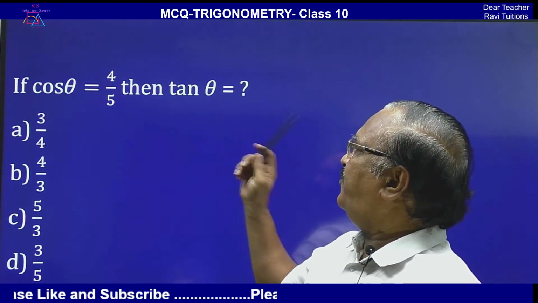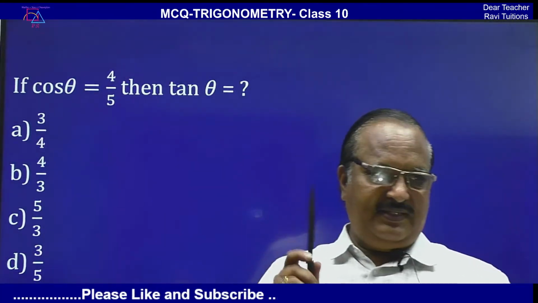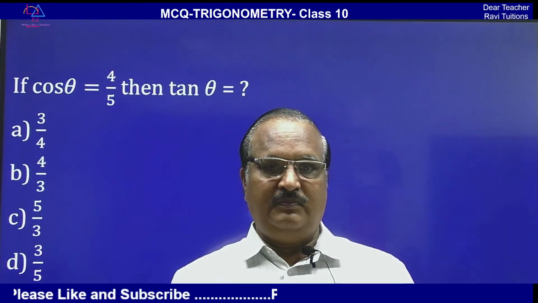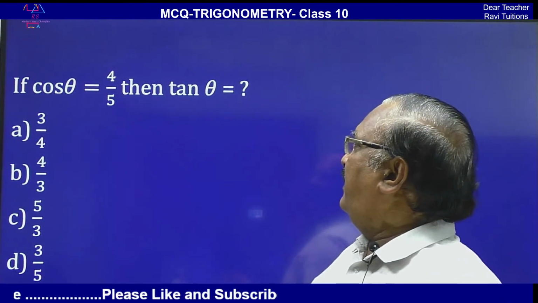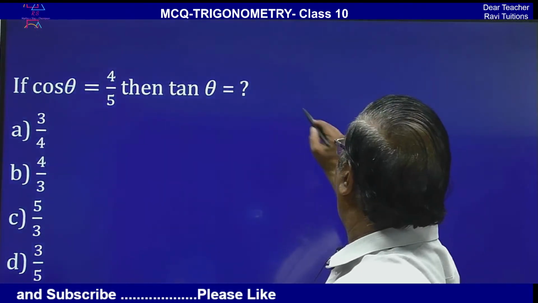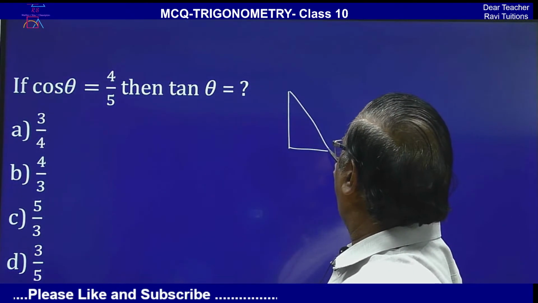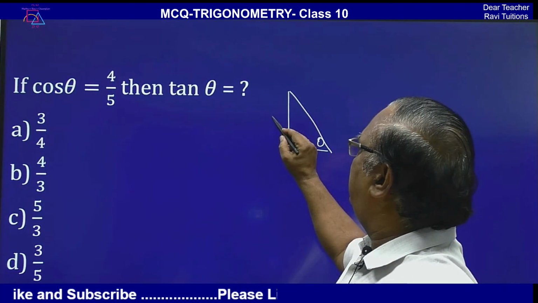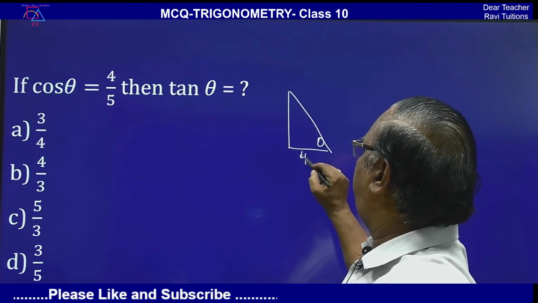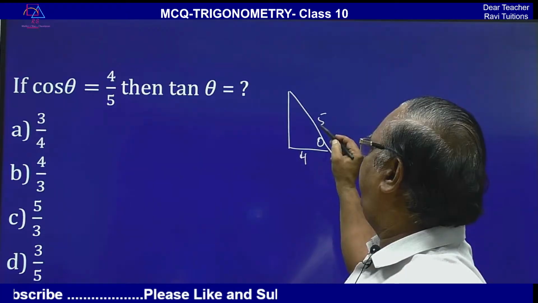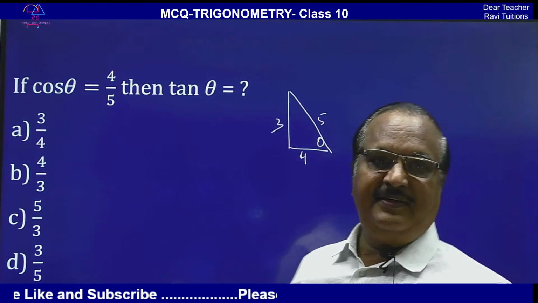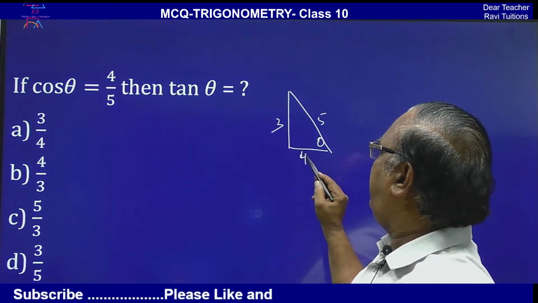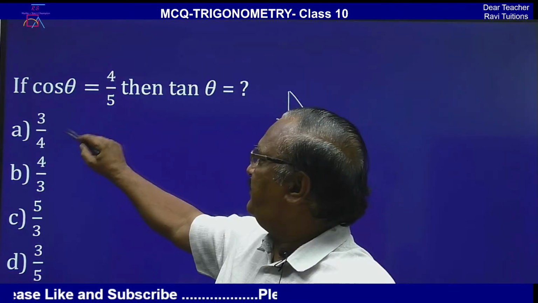Cos theta is equal to 4 by 5, tan theta is equal to question mark. This is a basic question. How? Draw the triangle with angle theta. Cos theta is adjacent side by hypotenuse, 4 by 5. 25 minus 16 is 9, so this is 3. You have to find the opposite side. So tan theta is equal to opposite by adjacent, 3 by 4. So 3 by 4 is the answer.